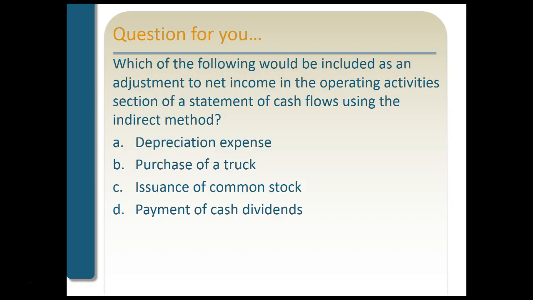Here's a question for you. Which of the following would be included as an adjustment to net income in the operating activities section of a statement of cash flows using the indirect method? Would it be a depreciation expense, purchase of a truck, issuance of common stock, or payment of cash dividends?